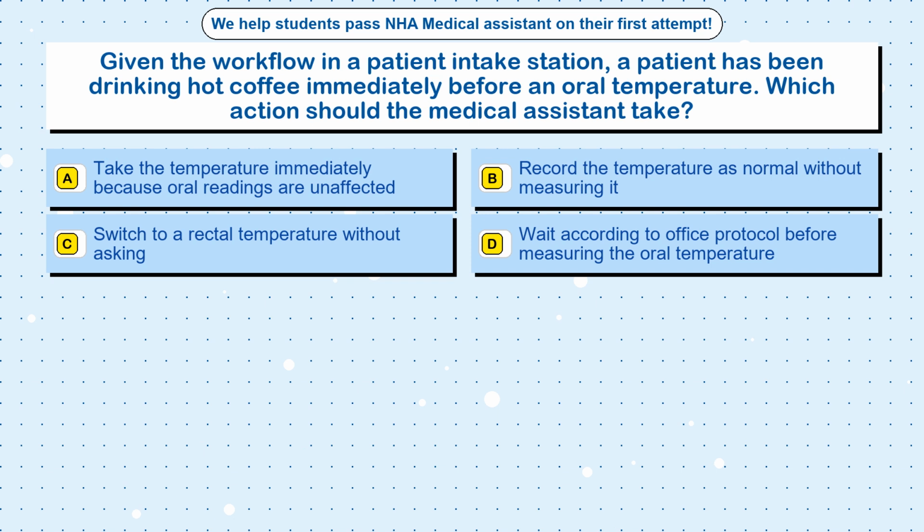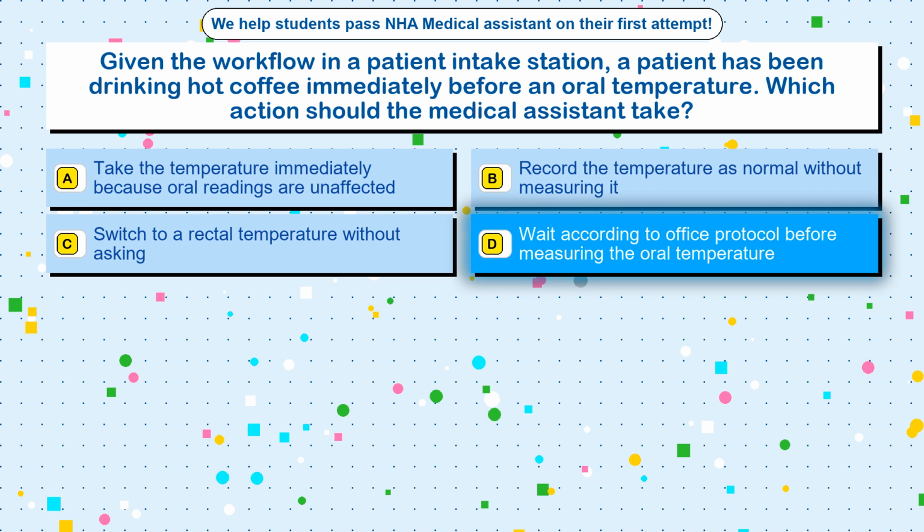Question 78. Given the workflow in a patient intake station, a patient has been drinking hot coffee immediately before an oral temperature. Which action should the medical assistant take? Option A. Take the temperature immediately because oral readings are unaffected. Option B. Record the temperature as normal without measuring it. Option C. Switch to a rectal temperature without asking. Option D. Await according to office protocol before measuring the oral temperature.